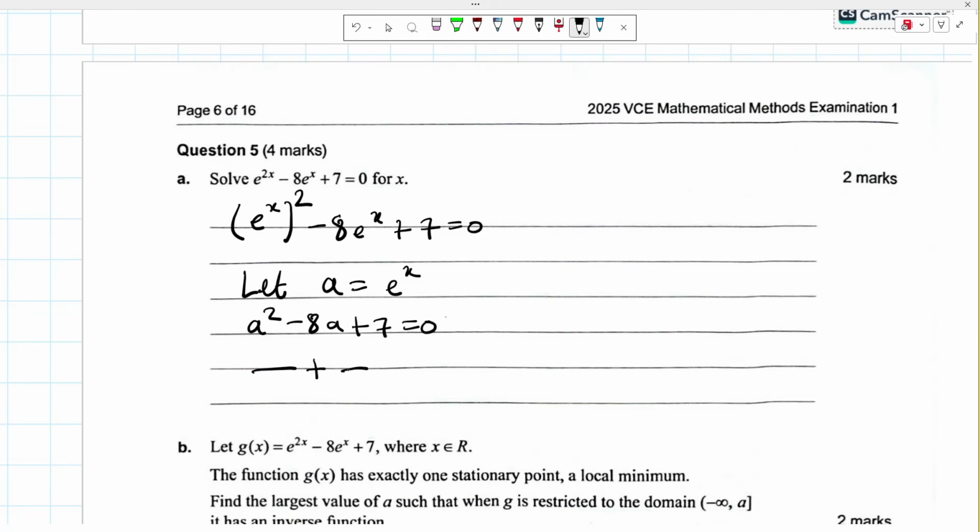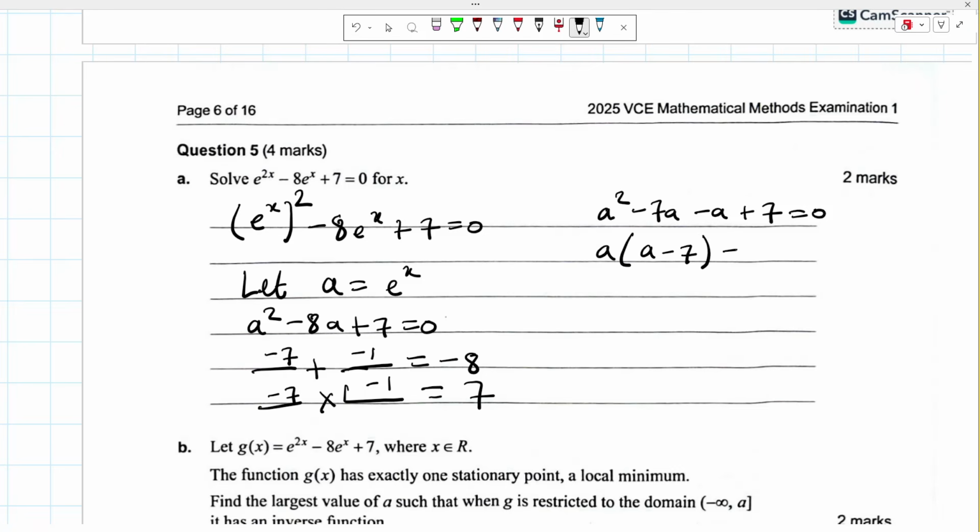Now we need two numbers that add up to negative 8 and multiply to 7. Okay, so let's see what this can be. I'm thinking negative 7 and negative 1. Right, so a squared minus 7a minus a plus 7 is equal to 0. Factor out an a from the first part, factor out a negative 1 from the second part, sorry. And then we get a minus 1 times a minus 7. So a is equal to 1, or a is equal to 7.